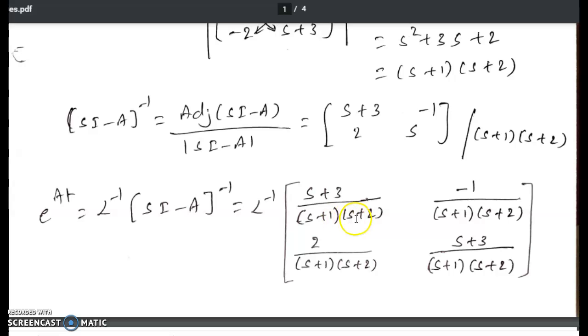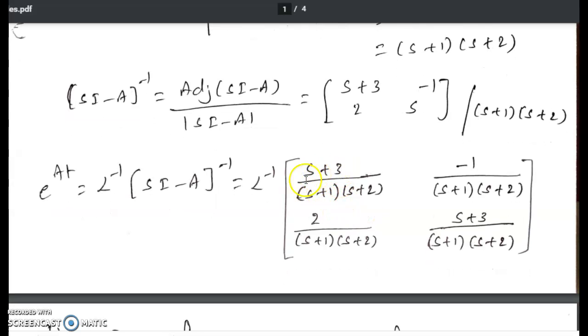Okay, there are two elements, right? Divided by S plus 1 and S plus 2, two elements are there. So two values are there, two roots are there. So we can't apply Laplace inverse directly to that. You have to separate it like this, 1 divided by plus 1 divided by, because two elements are there. So for this we have to apply partial fractions to each element.